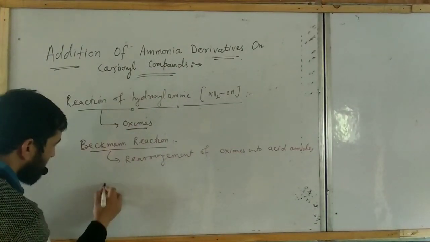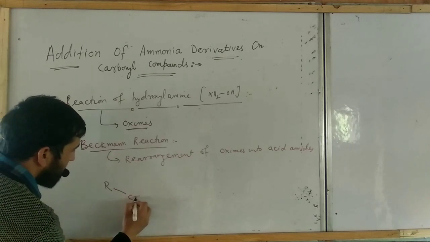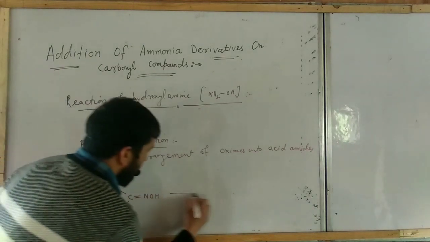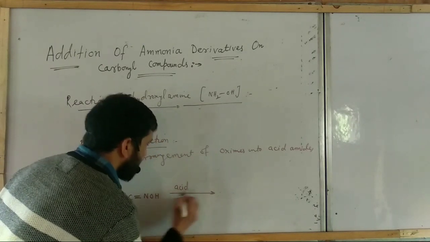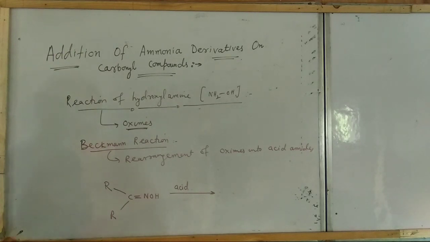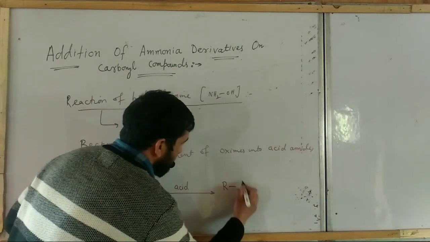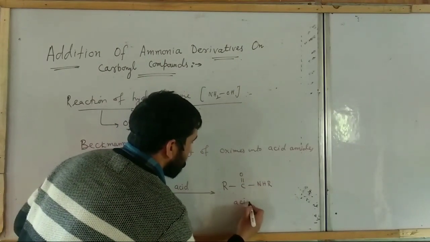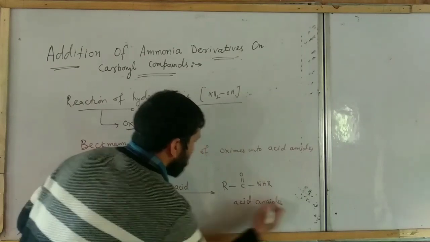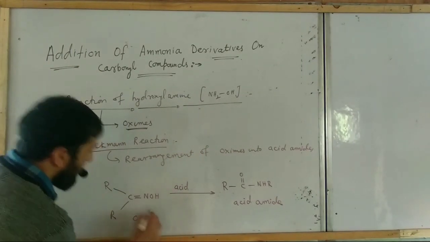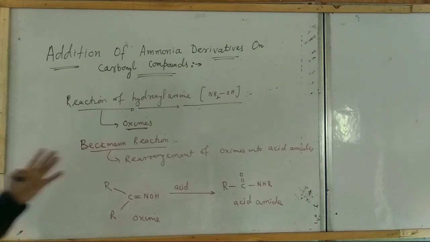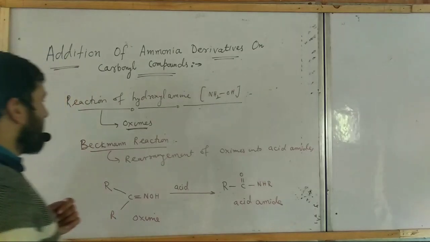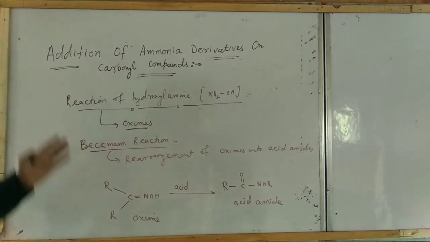For example, if this is our oxime, R C double bond NOH single bond R. This is our oxime, and when this oxime is reacted with strong acid, it rearranges into the acid amide, that is R C double bond O single bond NHR. So this is our acid amide. So we have changed oxime into acid amide, and this rearrangement is known as Beckmann rearrangement. So students, this was the first reaction, that is reaction of the hydroxylamine with aldehydes and ketones.